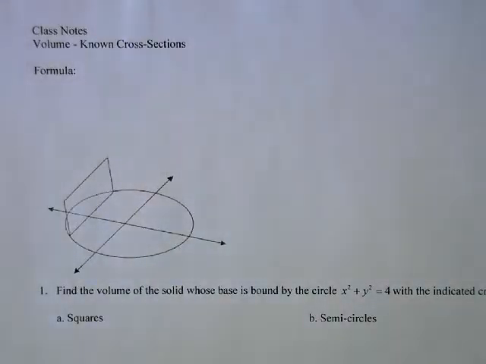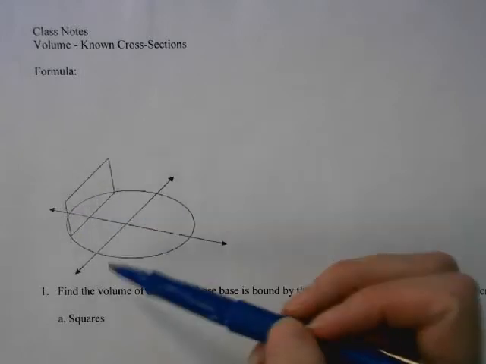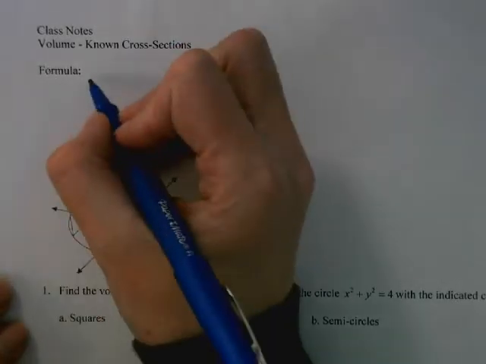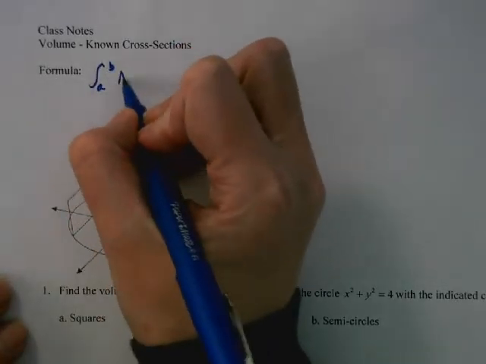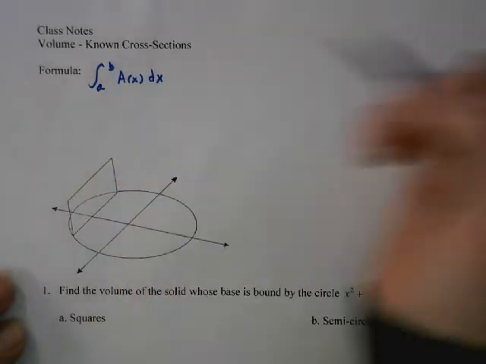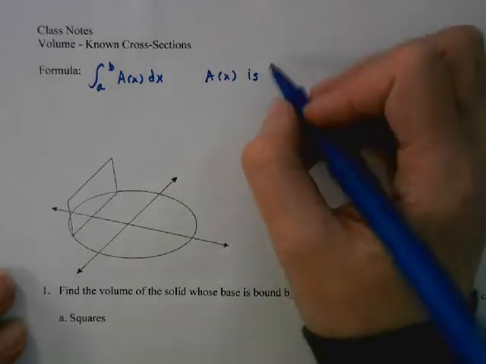Now we're going to talk about finding the volume, but not of a solid of revolution. This is a solid with known cross sections. So you're going to have a base, and then we're going to construct something on that base. So you end up with a solid whose cross section at any point is going to be a simple shape that we know how to find the area of. So the formula is just going to be the integral from a to b of A(x), whatever the area formula is. So A(x) is the area of the cross section.